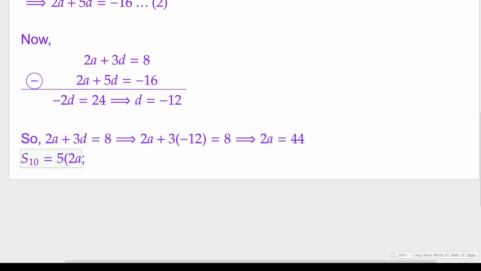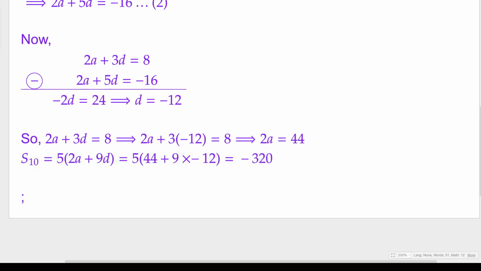So this would be 5 times (2a plus 9d). This will be equal to 5 times (2a, whose value is already 44, plus 9 times negative 12). Now on resolving this, we get the answer as negative 320.